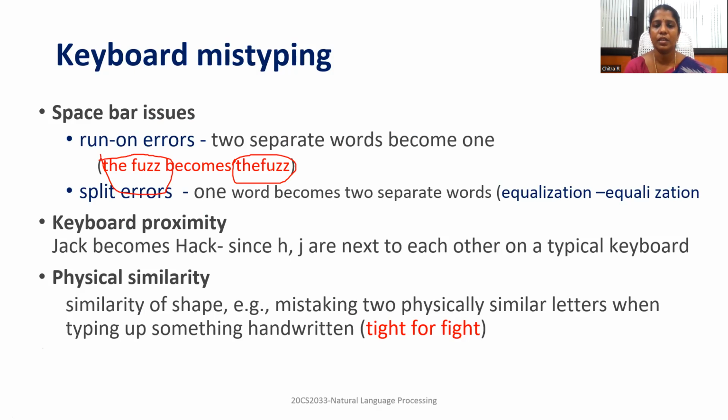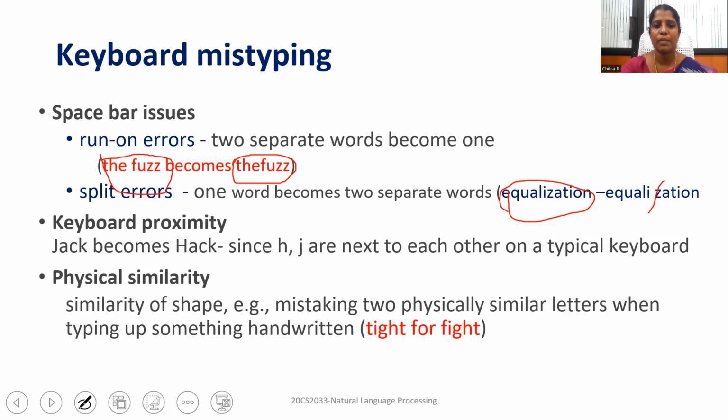That kind of error is called the split error. For example, consider the word "equalization". This is a single word, but if you enter the word with a space in between, it may become "equal ization". Actually, this is an error because of the space. When you provide an extra space between the characters, it becomes an error word. So this is one kind of error.